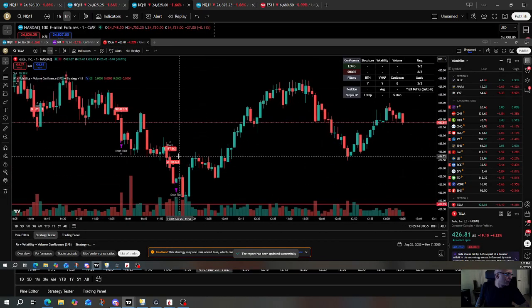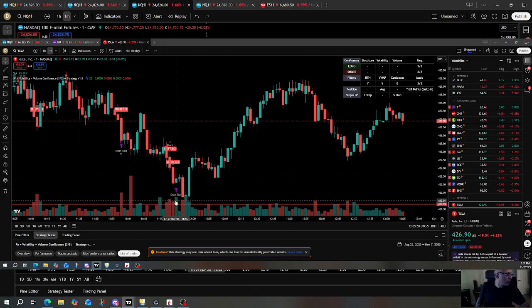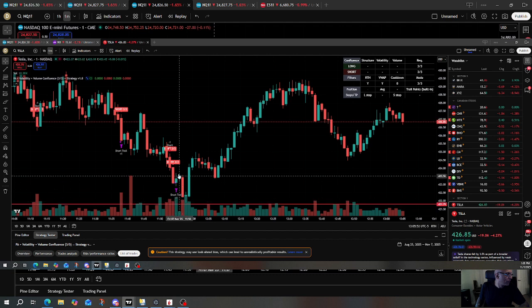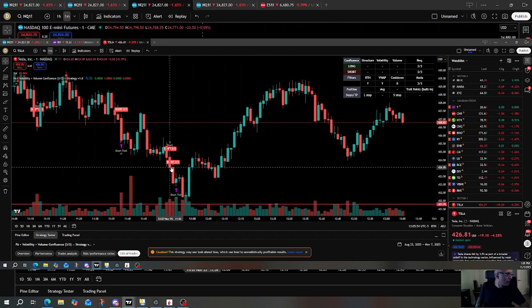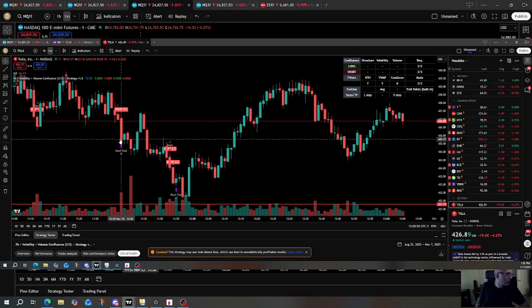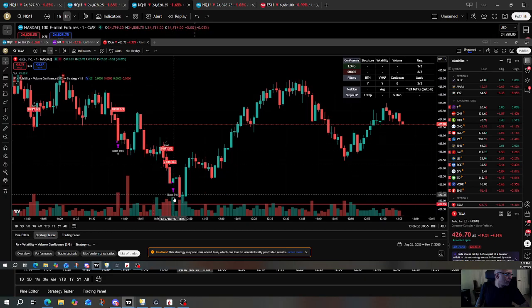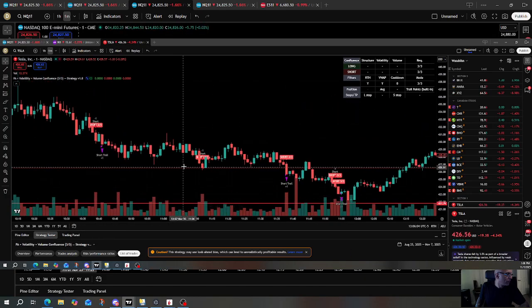Here we could have taken a short on Tesla. This was around 424 bucks. It went all the way to 422, a couple of bucks, and you could have made a lot more money on puts here. And right there it gave us another sell signal, and this ended up all the way down here. Another sell signal here.